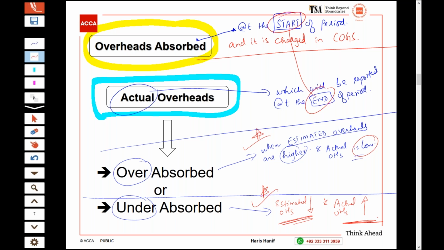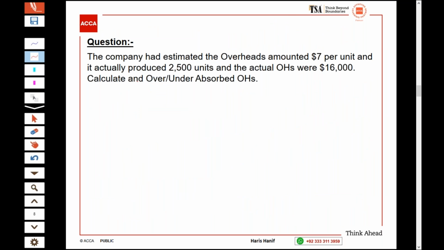Now let's move on to the question. This is a question. Calculate over or under absorbed overheads. Hurry up. I am reading the question. You just focus on my words and your screen as well. The company had estimated the overheads amounted to 7 per unit. And it actually produced 2500 units and actual overheads were 16,000.